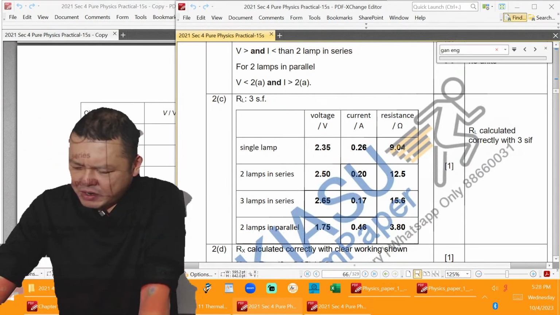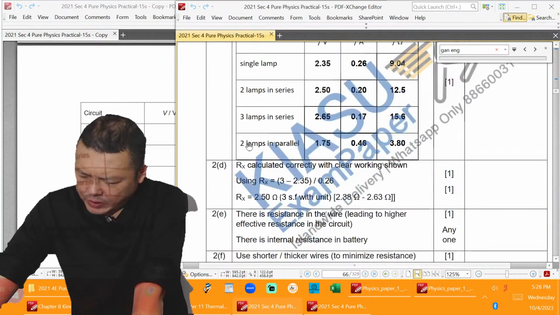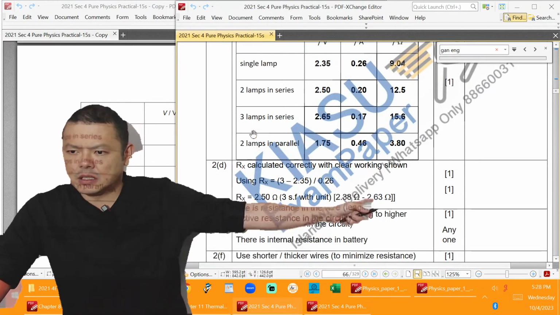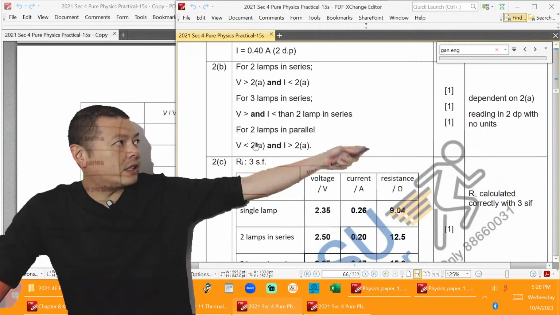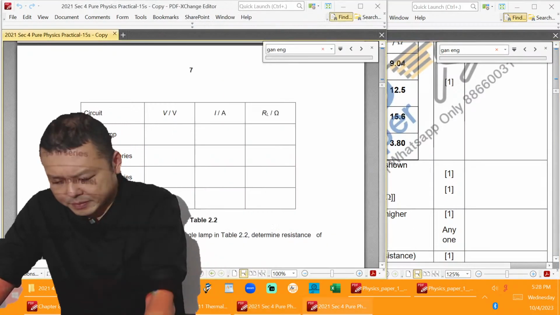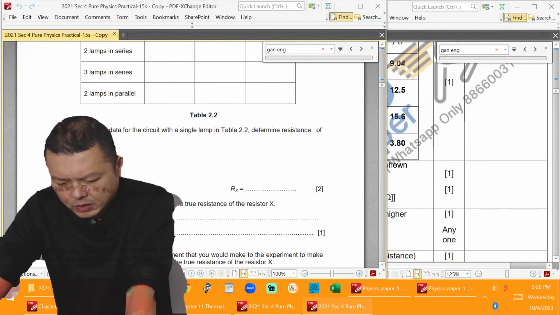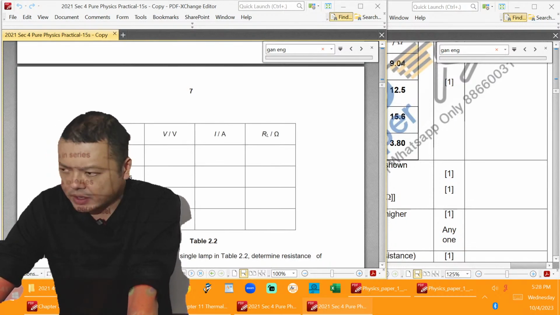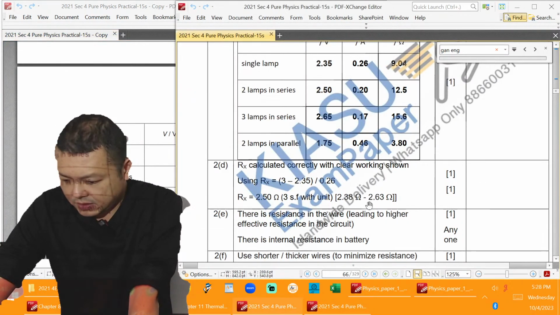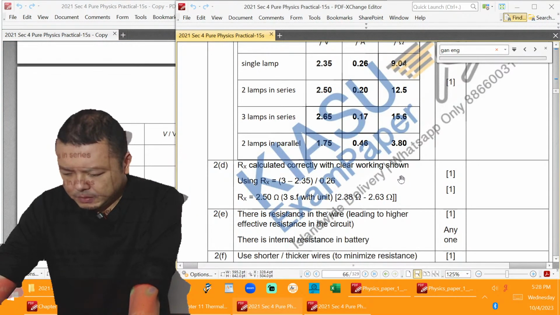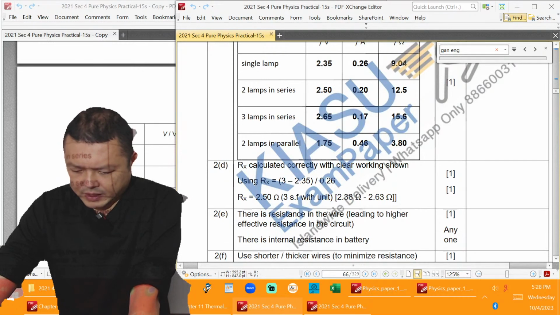But you see, in general, a lot of their questions here are in 3SF. No matter what, they just do it in 3SF. Some of the previous questions are also 3SF. Now here resistance X is also 3SF. But this is where you can lose marks if you don't calculate it to 3SF. If you put it to 2SF, would you have lost marks?